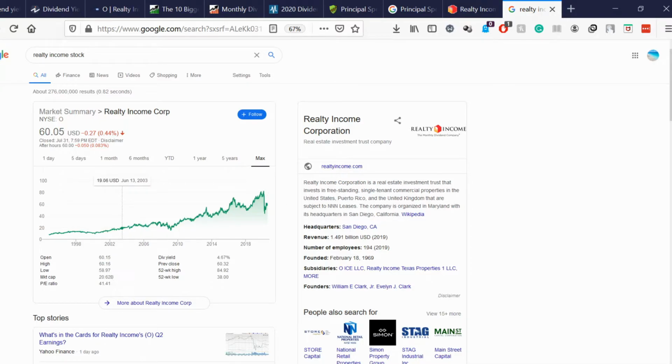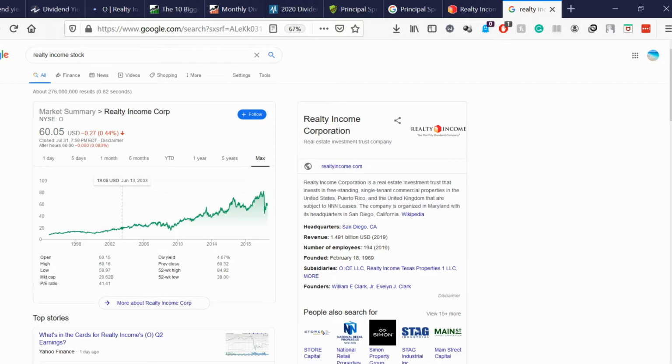Now, the market cap is 20 billion, which is not that big. It's decent, but it's not like a mega cap. Their PE ratio is at 41. I'm not going to get into PE ratio. That's a whole other topic. Just a quick little tip though. The PE ratio for REITs is usually going to be higher.